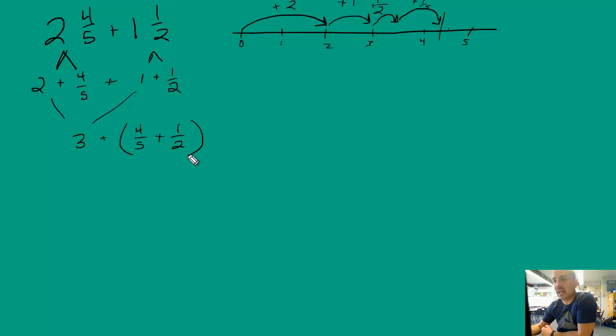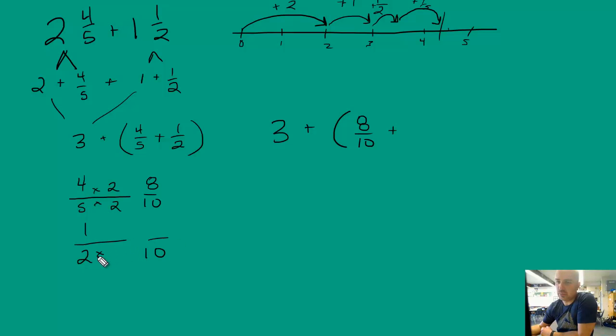4/5 and 1/2. Once again, I have to find my common denominator. I can't just add these together. They're not the same size. And so I need to do that. So 5 and 2, once again, 10. 10 is going to be our number. So let's just go about doing that here. I have 4/5, and I want to turn it into tenths. And 5 times 2 is 10. 4 times 2 is 8. So if I rewrite this equation, I'm going to rewrite it over here. 3 plus 8/10, and I have a 1/2.